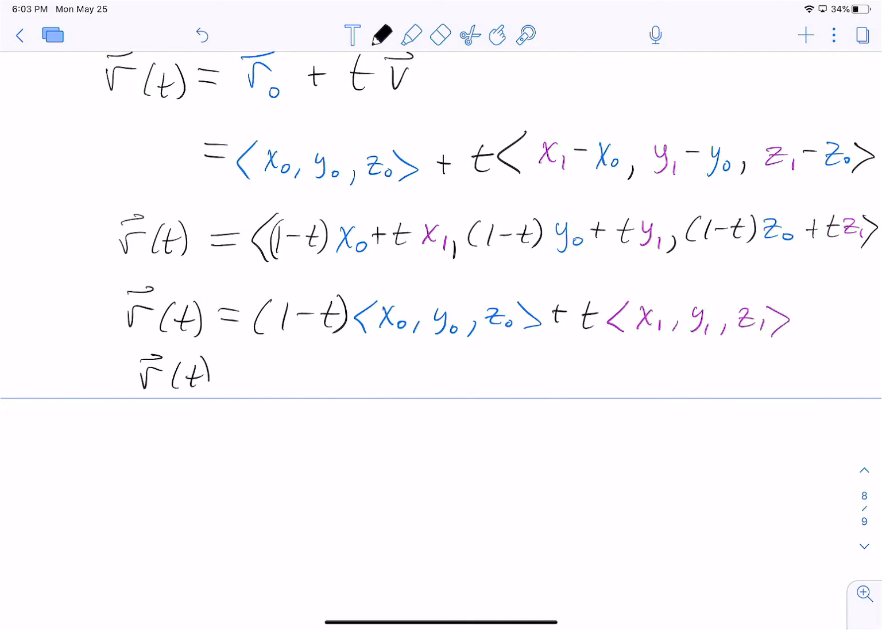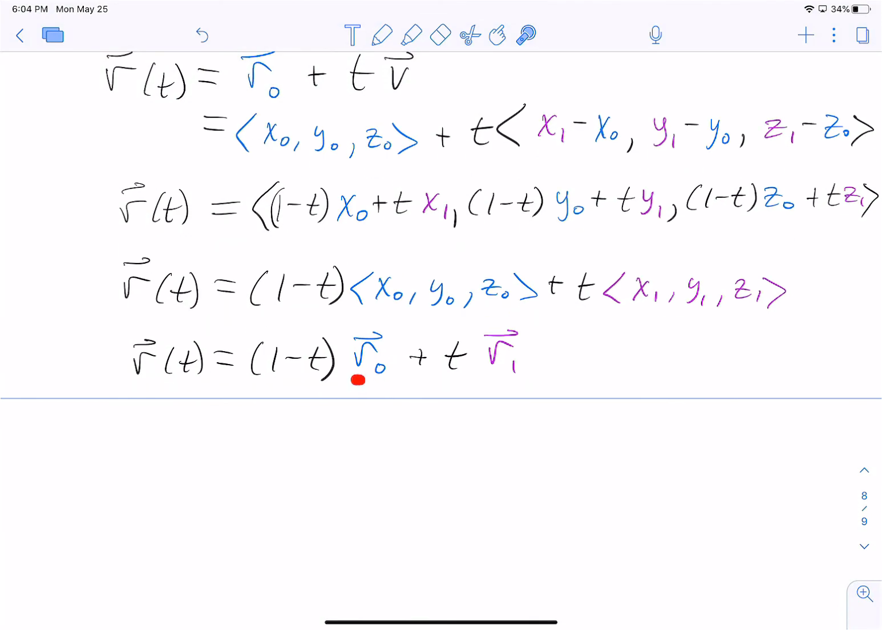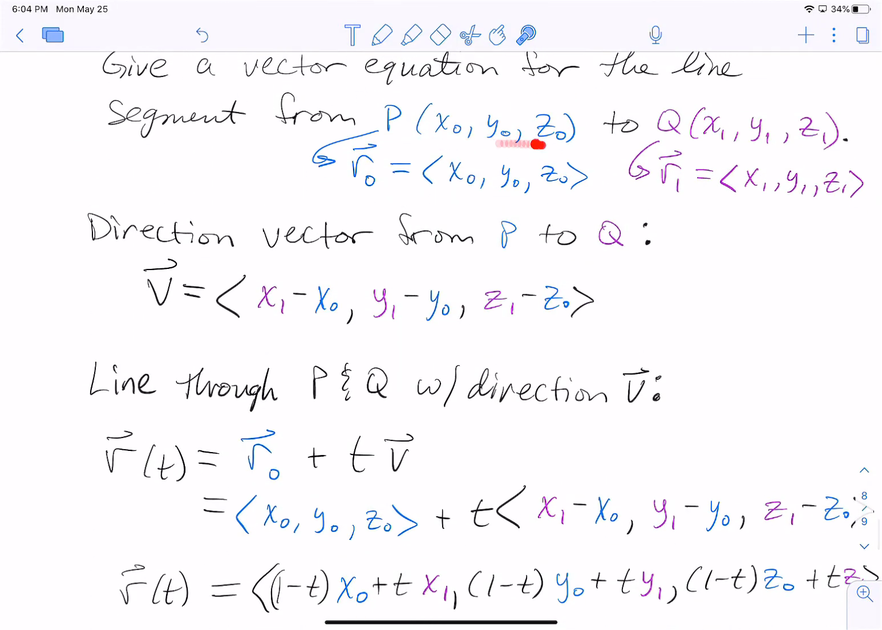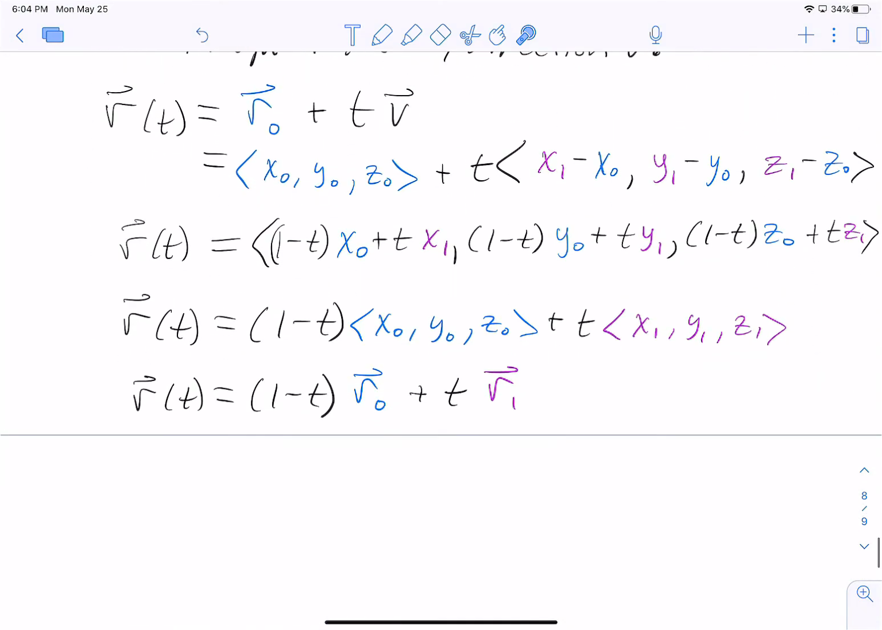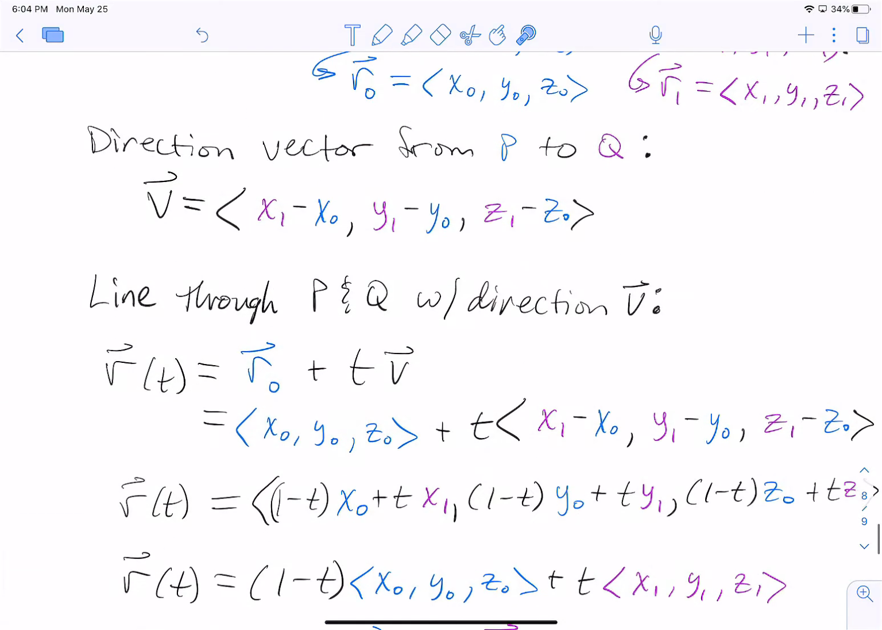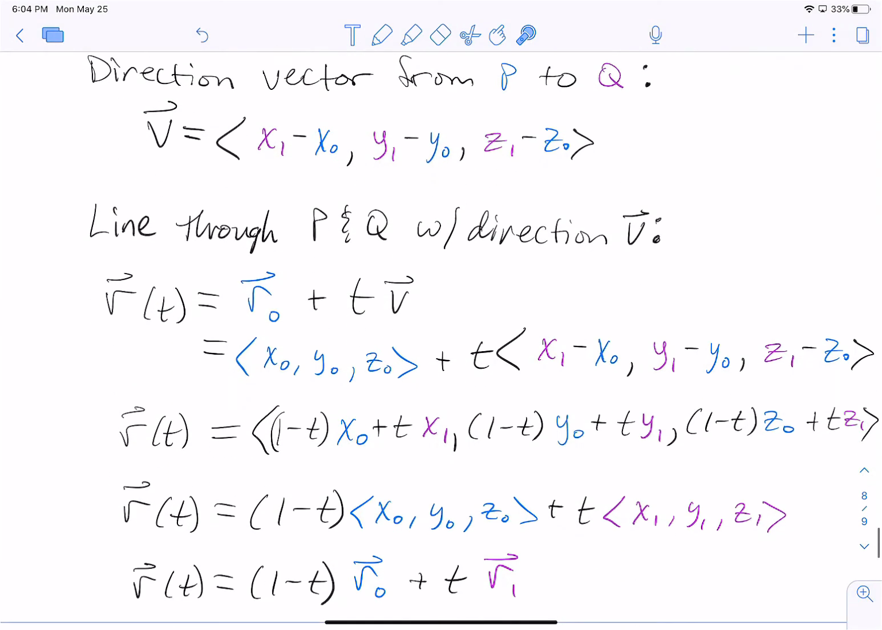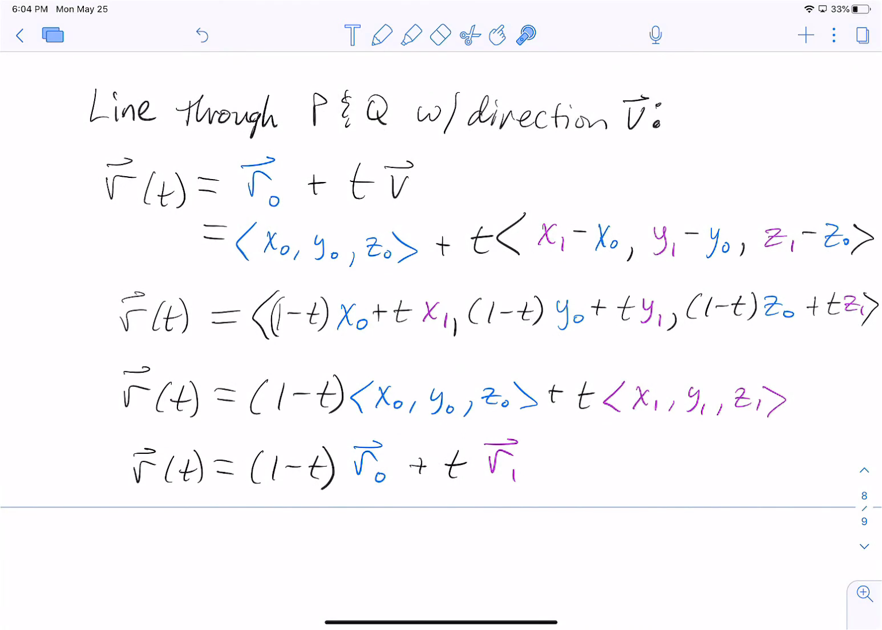We can rewrite this as r of t is equal to 1 minus t times the vector r0 plus t times the vector r1, where r0 is the vector associated with the point P, which had coordinates x0, y0, z0, and r1 is associated with the point Q, which had coordinates x1, y1, z1. Now we have a line that goes from r0 to r1, but it's an entire line.